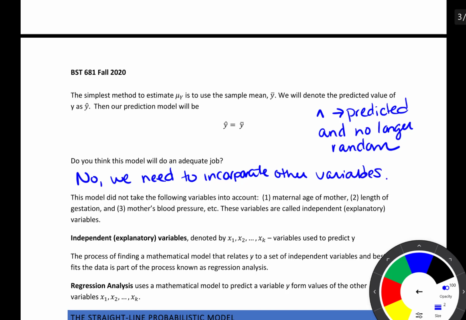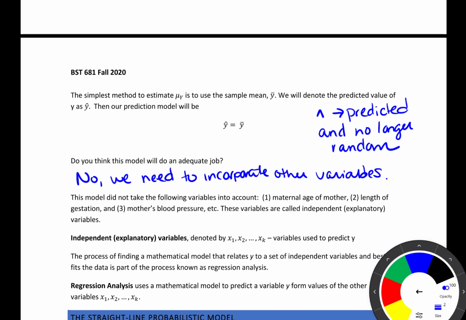If I want to predict an infant's birth weight, I know that I shouldn't just use the sample average of birth weights from the data I collected. Really what I should do is consider that infant's individual circumstances. I need to incorporate things like maternal age of the mother, length of gestation, mother's blood pressure, etc. These variables that we're going to incorporate to help us predict what's going to happen, we call the independent or explanatory or predictor variables. All of those would fit there, and they all mean the same thing. These are generally denoted by x1 through xk.